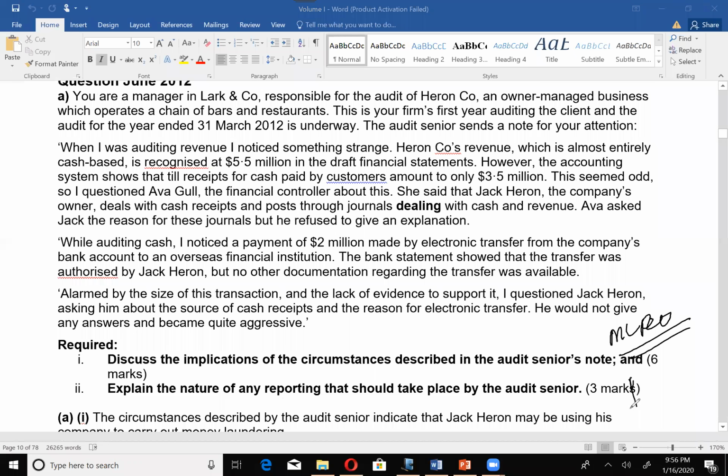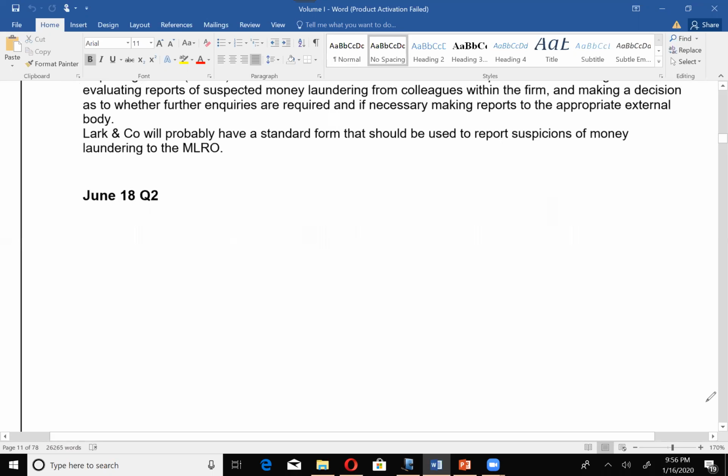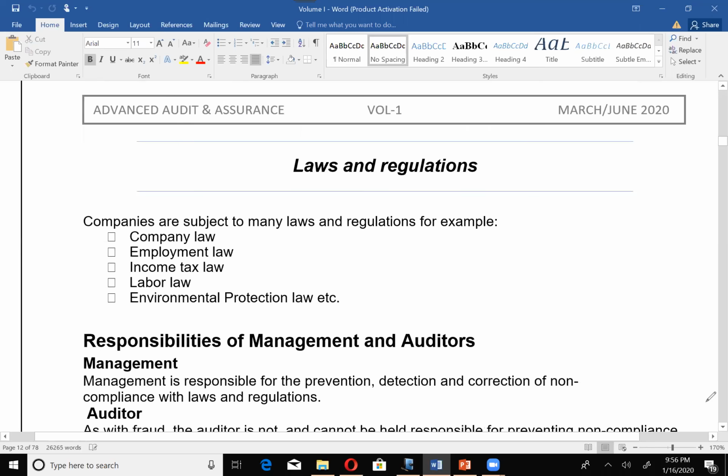And they should follow internal procedure and discuss with some audit firm senior members. So they should discuss it. You see here, MLRO, who is the MLRO? So, standard form. They should report to the appropriate internal procedure. So students, this is how to report. Another similar question was tested in June 18. Now, that's the end of this.